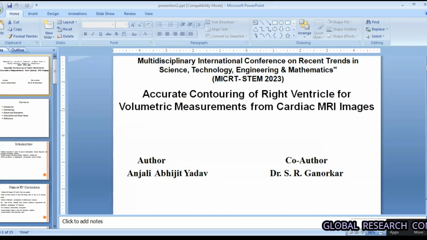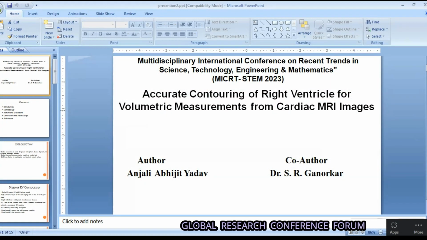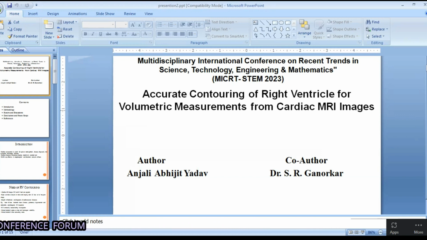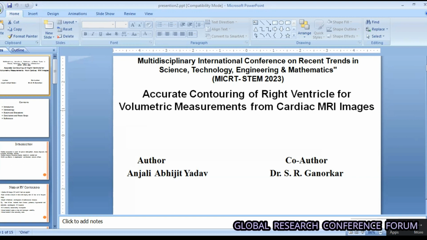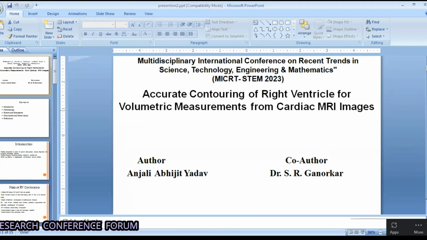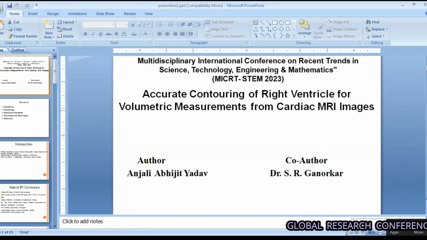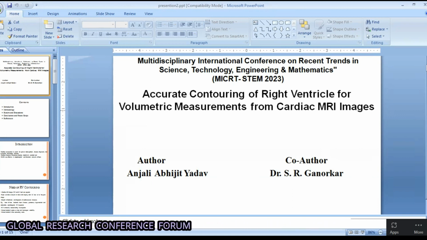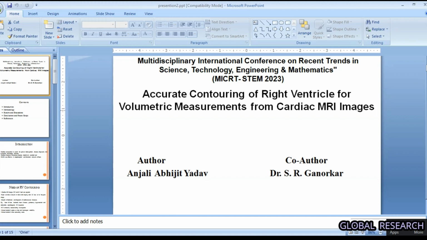Myself, Anjali Yadav, with my guide, Dr. S.R. Gandolkar. I'm going to present my paper topic here: accurate contouring of right ventricle for volumetric measurements from cardiac MR images. The contents of my presentation are introduction, methodology, result discussion, conclusion, and future scope.